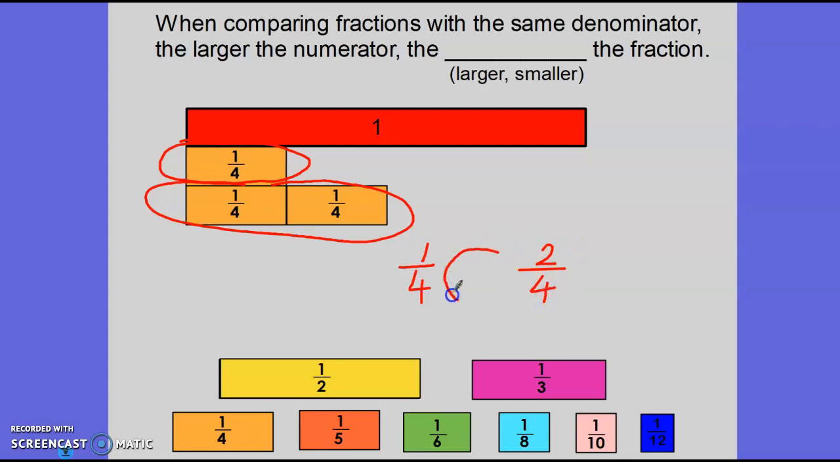Here's your comparison statement. Because 2/4 is obviously bigger, it's longer, it's a bigger number, we're going to put 2 dots next to the bigger number. The small one only has 1 dot next to it. And now we connect the dots. So 1/4 is less than 2/4. Remember, when comparing fractions with the same denominator, the larger the numerator, which is 2 here compared to 1, the larger the fraction because you take more pieces.